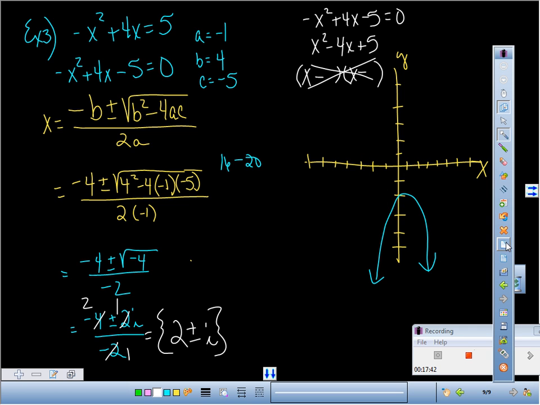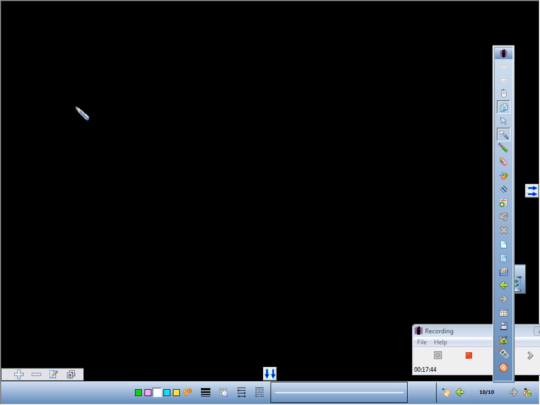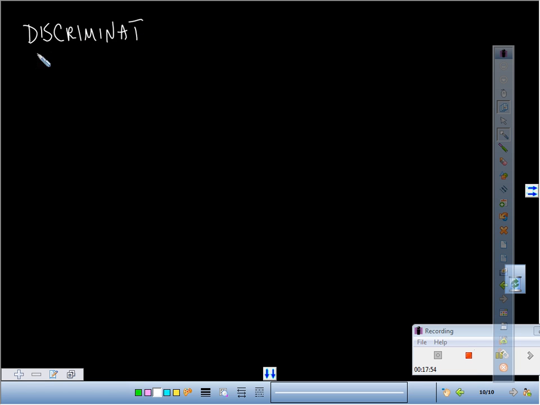Now, here's what I want to talk about. This is what the rest of this section is all about. It's about this thing called the discriminant. Discriminant, right? I don't know. Does it have an E? No, it doesn't have an E. Discriminant. Okay.